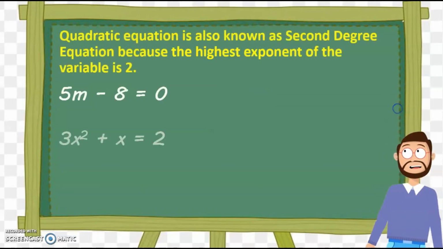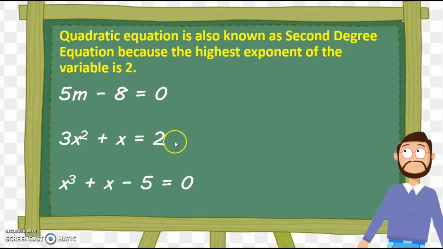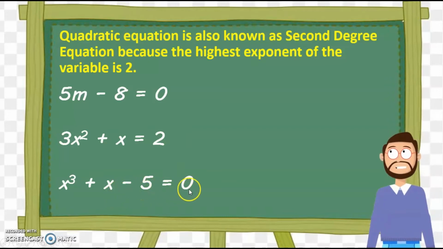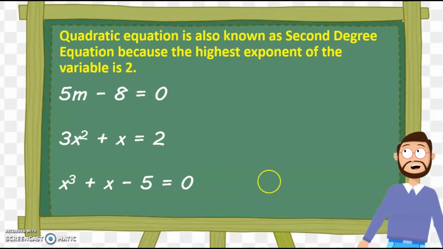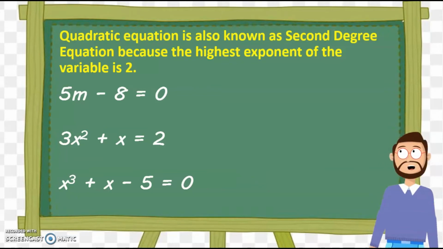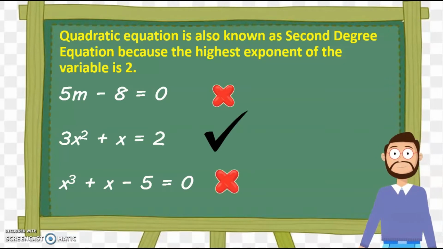Now consider the following equations on your screen. We have here 5m minus 8 equals 0, 3x squared plus x equals 2, x cubed plus x minus 5 equals 0. Now which of the following is an example of quadratic equation? You have 3 seconds to choose. Your timer starts now. Okay, time is up. The correct answer is equation number 2.